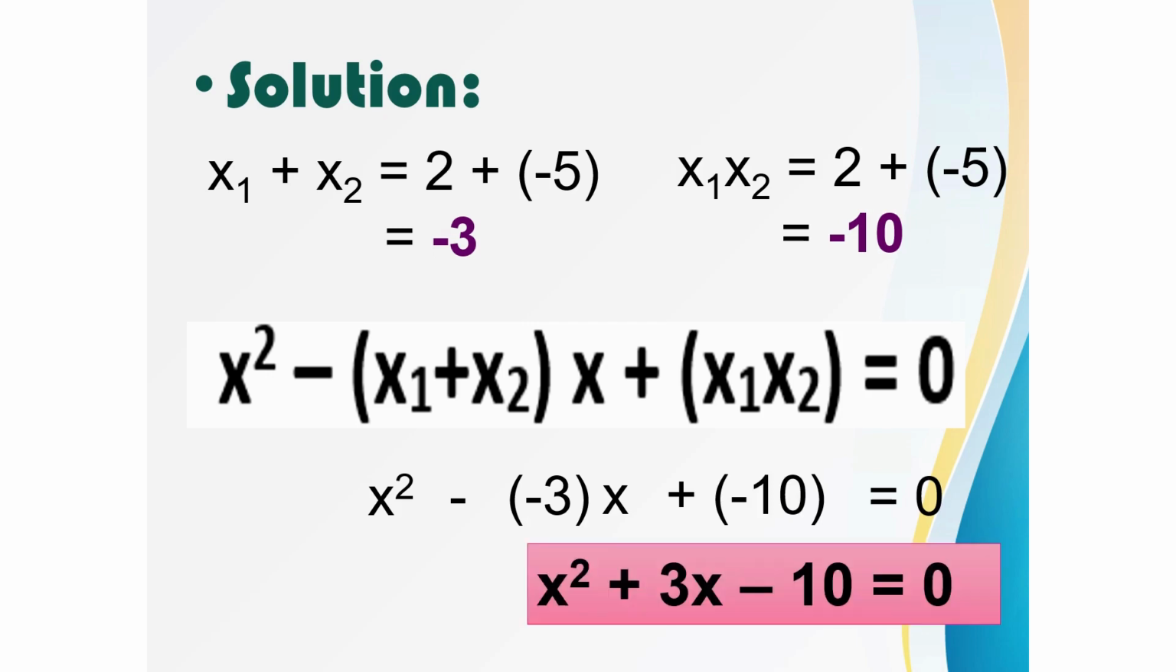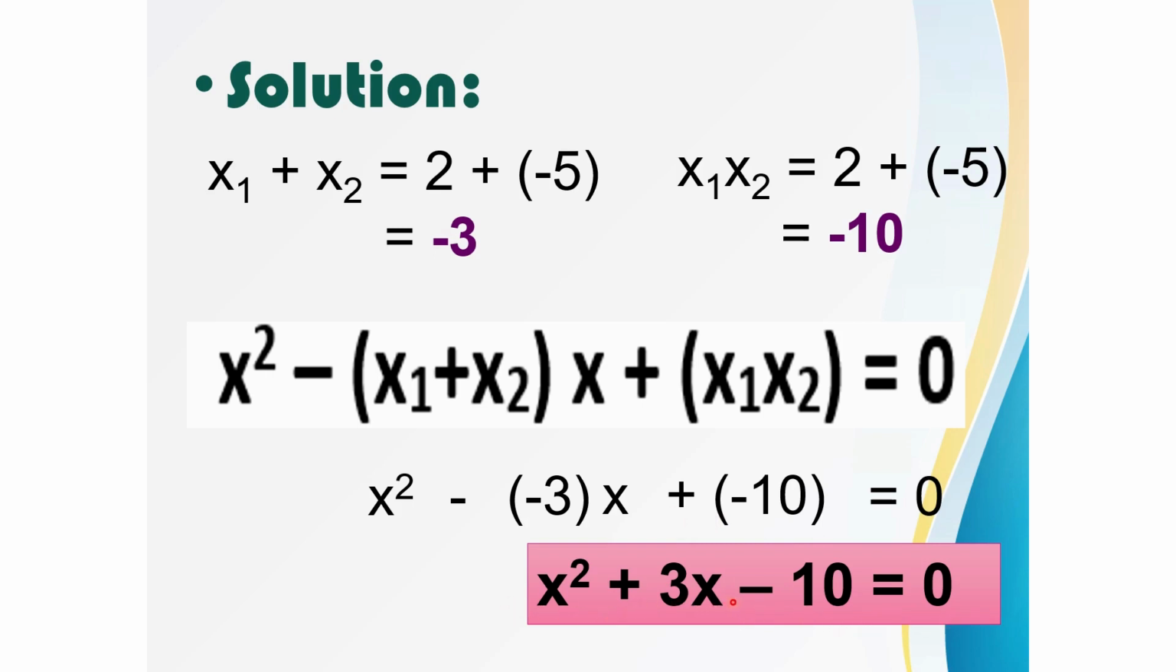Then simplifying, we will get here x squared, yung minus times negative 3, so it became positive 3x na. Then itong plus negative 10, so positive times negative is negative, kaya minus 10 na lang ang ilalagay ninyo.